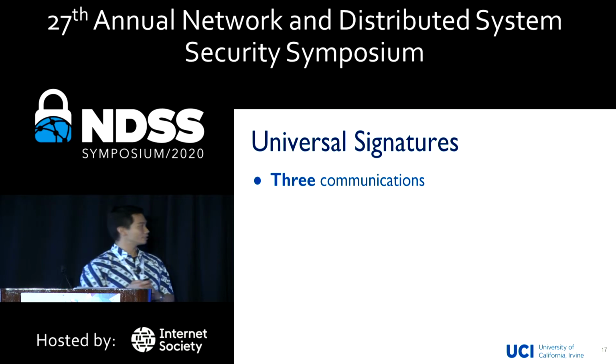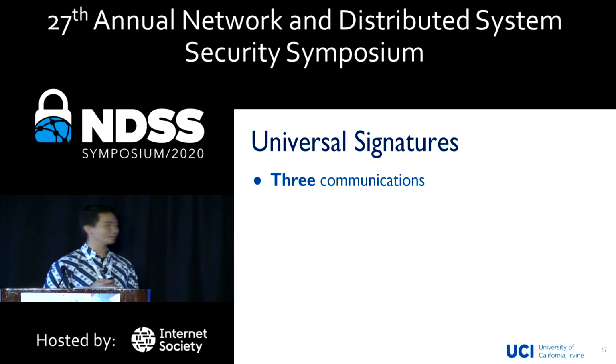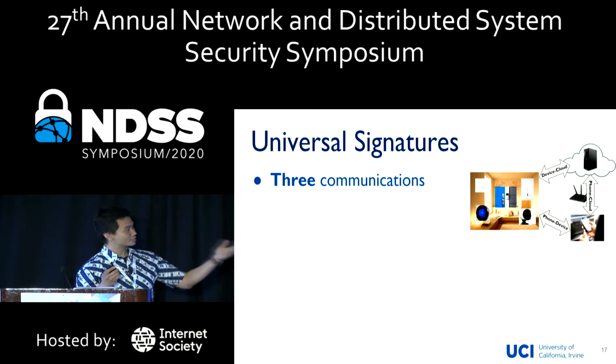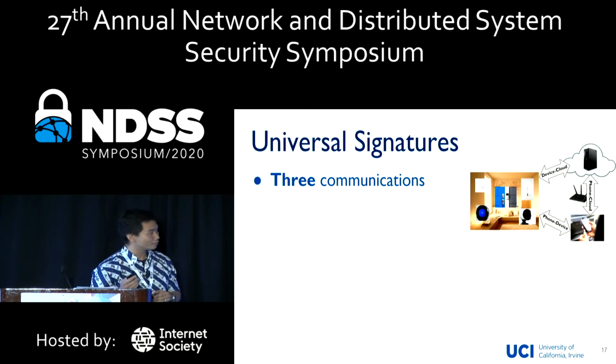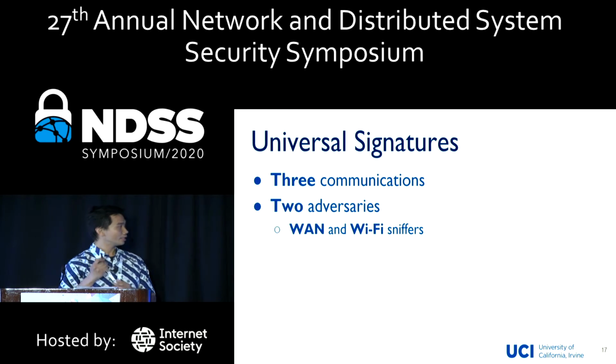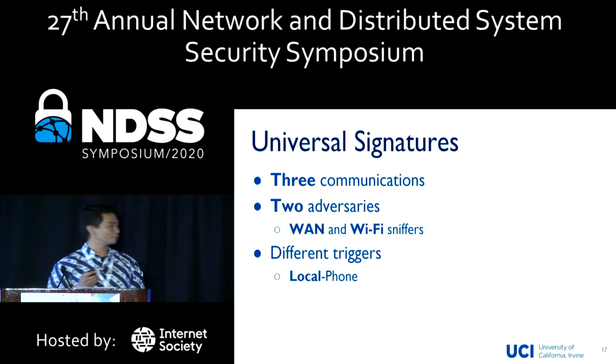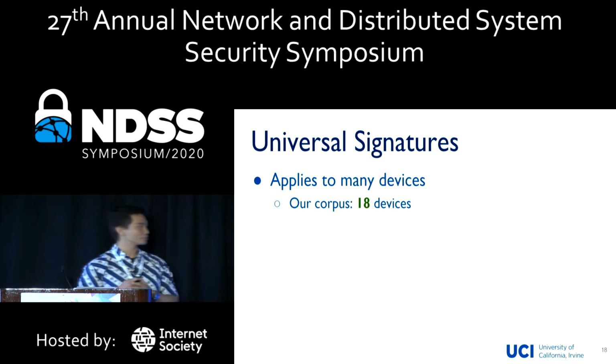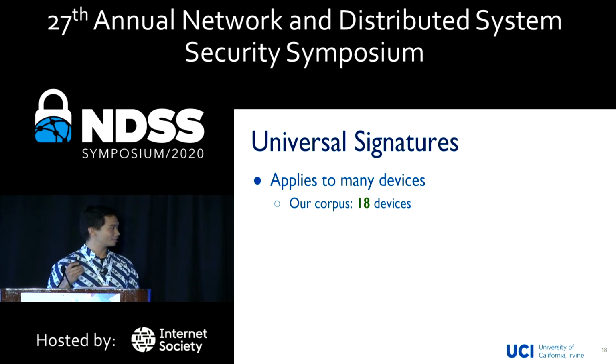We extracted signatures using ping-pong in 3 communications: phone device, a device cloud, and a phone cloud. And we also performed the experiments for 2 adversaries, WAN and Wi-Fi sniffers. And we tried different ways of triggering the phone. The first one, local phone, we extracted signatures for 18 devices in our corpus.